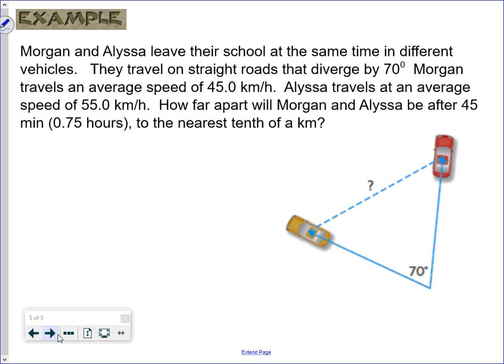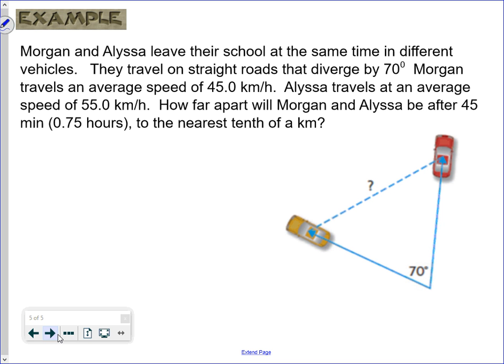Morgan and Alyssa leave their school at the same time in different vehicles. They travel on straight roads that diverge by 70 degrees. Morgan travels an average speed of 45 kilometers per hour. Alyssa travels at an average speed of 55 kilometers per hour. How far apart will Morgan and Alyssa be after 45 minutes, which is the same as 0.75 hours, to the nearest tenth of a kilometer?